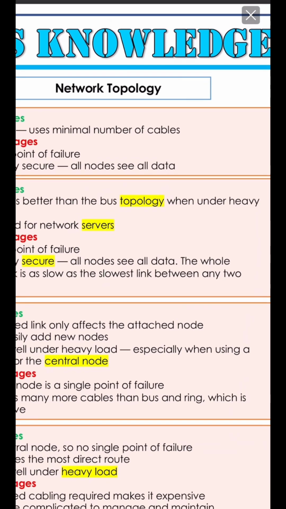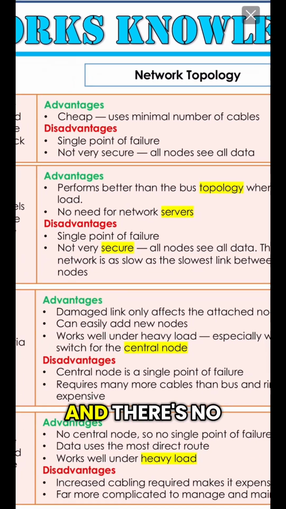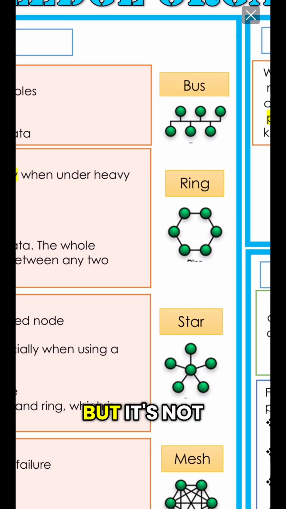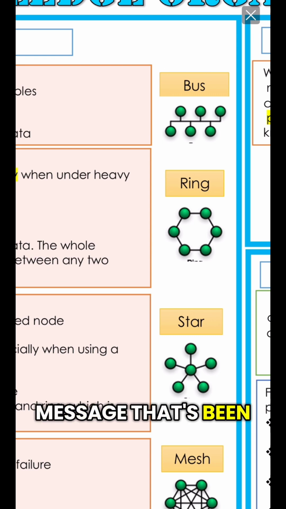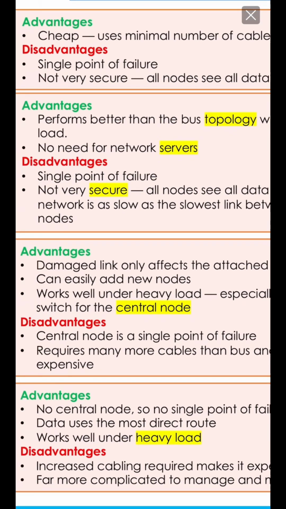Not very popular. Then you have a ring, which performs better than the bus topology, and there's no need for like a network server in the middle, but it's not very secure because every device on that ring will see the message that's been sent. Another thing is, if one device breaks, the whole network breaks, and if one device is slow, then it makes the whole network slow, because if you think that the device is passing messages and it's a little bit slow, it's going to take more time.